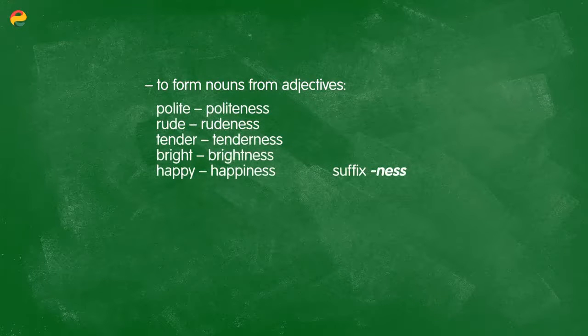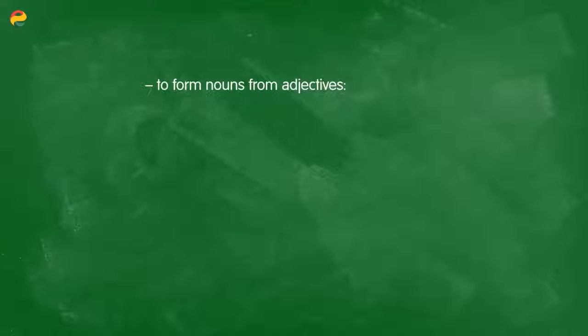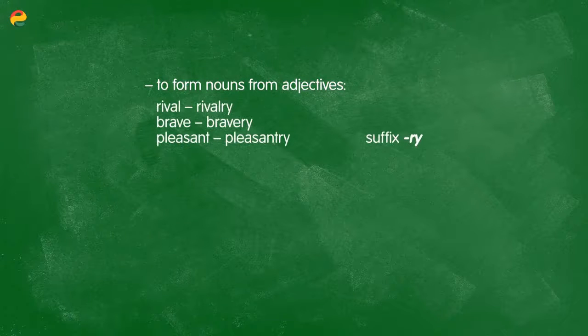We also have the ness ending, N-E-S-S. For example, politeness, from the root word polite, rudeness, from rude, tenderness, from tender, brightness, from bright, and happiness, from the root adjective happy. We also have the ry ending we can use to discuss these. For example, rivalry, from rival, or bravery, from brave, or even pleasantry, from pleasant.